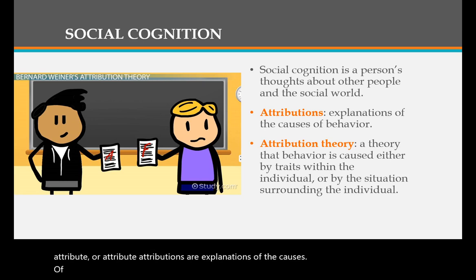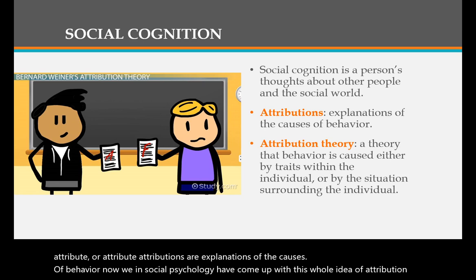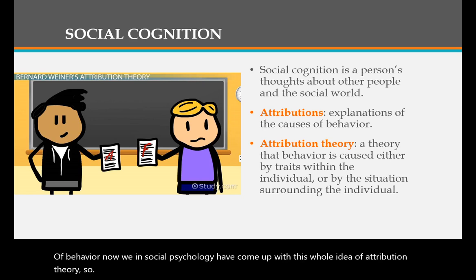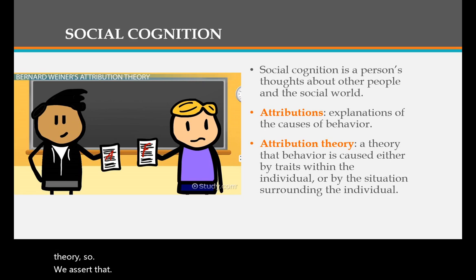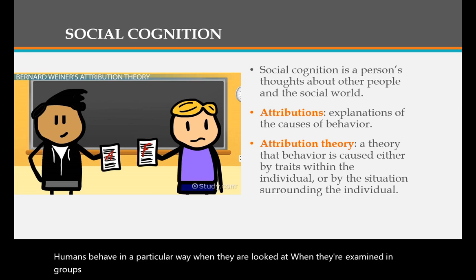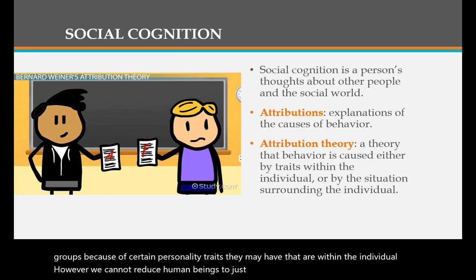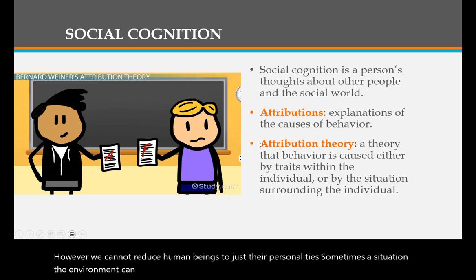Now, in social psychology we have come up with this whole idea of attribution theory. So we assert that humans behave in a particular way when they are examined in groups because of certain personality traits they may have that are within the individual. However, we cannot reduce human beings to just their personalities. Sometimes a situation, the environment, can also impact an individual's behavior.